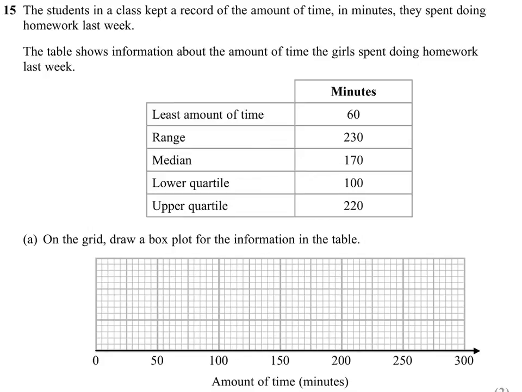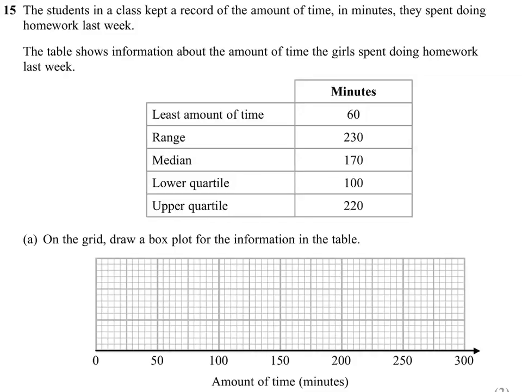Question 15. The students in a class kept a record of the amount of time in minutes they spent doing homework last week. The table shows information about the amount of time the girls spent doing homework last week. So we've got the least amount of time, the range, the median, the lower quartile and the upper quartile. And on the grid we're asked to draw a box plot for the information in the table.